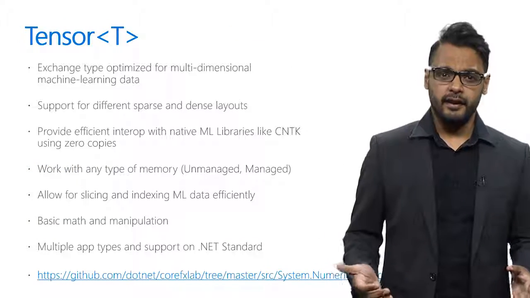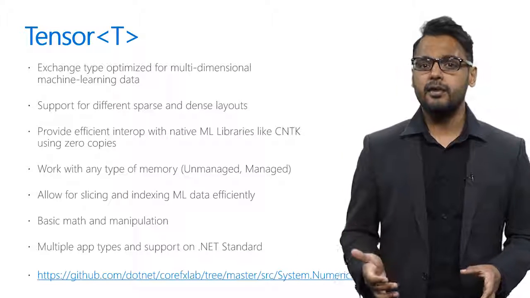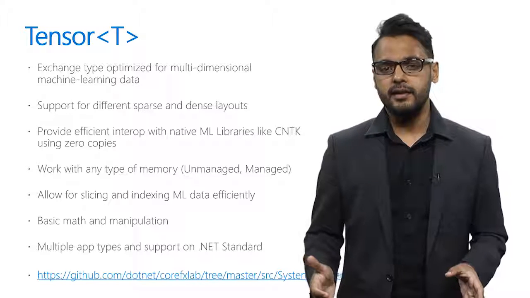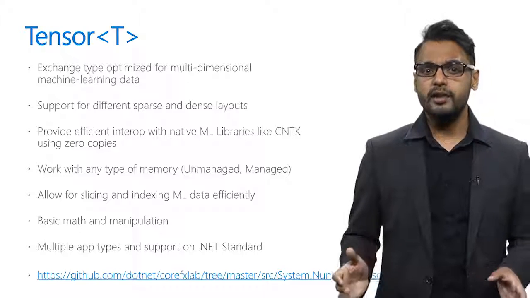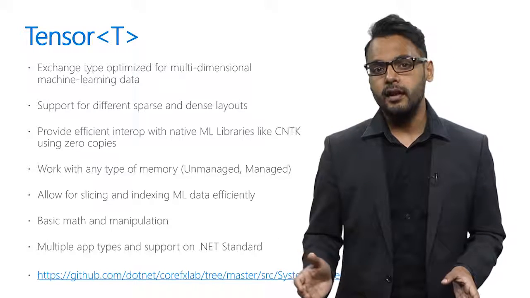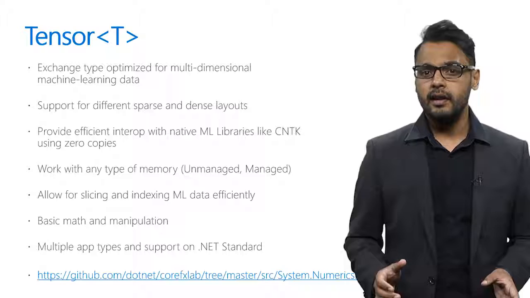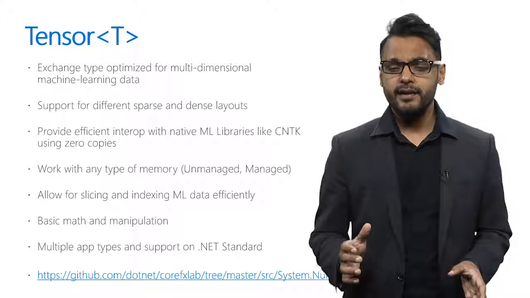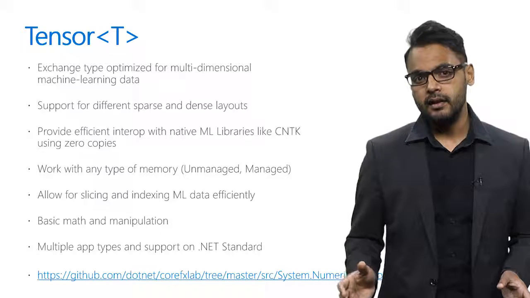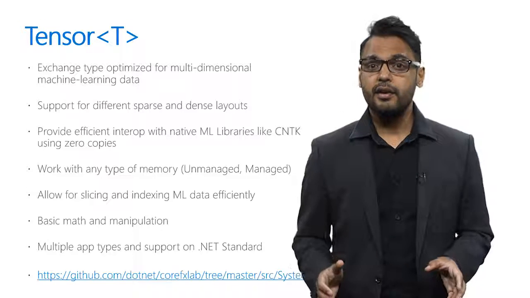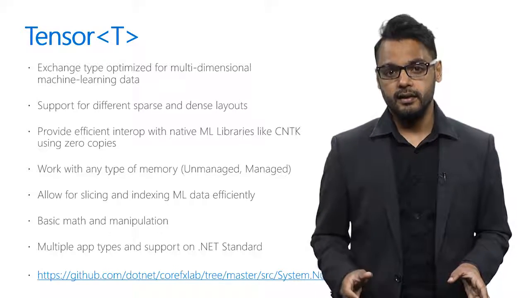Next, let's talk about TensorFT. To make it easy for machine learning libraries like CNTK and TensorFlow to expose their APIs to .NET applications while bringing in minimal custom dependencies, we're introducing a new type called TensorFT. TensorFT is really a container for your homogeneous multidimensional data for 1 to n dimensions. It is designed to provide an optimized exchange type for multidimensional machine learning data. It supports different layouts, sparse and dense, and provides efficient interop with native libraries like CNTK while ensuring minimal copies of data. You can try TensorFT today at the .NET CoreFX Lab at this repo. TensorFT is going to soon become a part of the base class libraries.